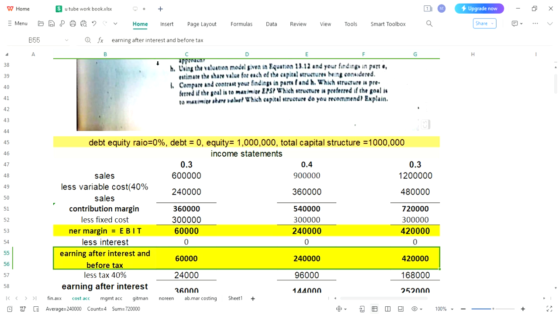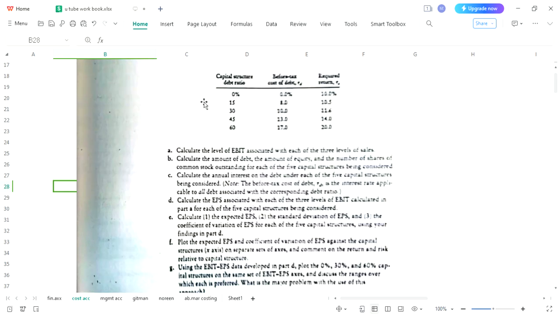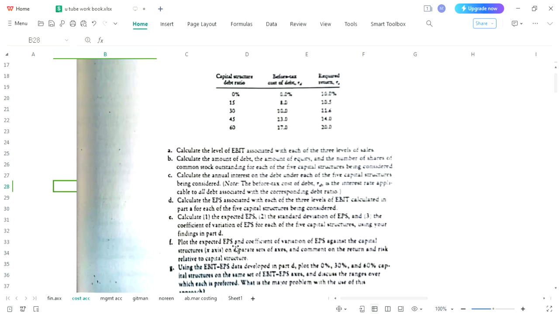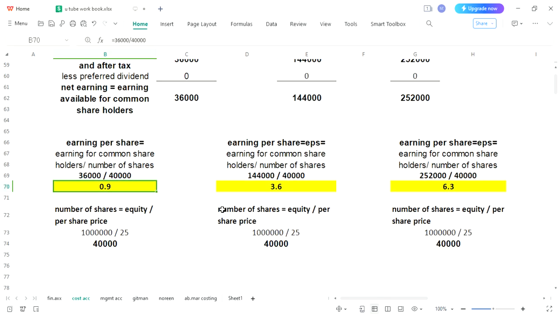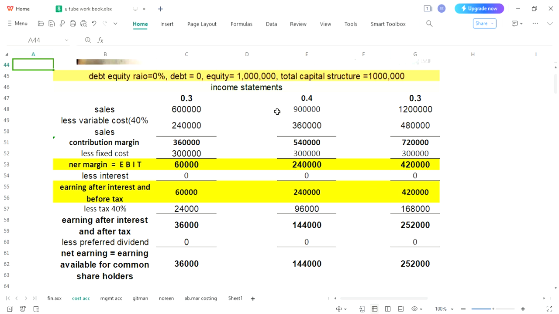Let's mark it. Get back to the question and look over here. Calculate annual interest on debt. So this is your answer of annual interest on debt. Then D part was saying to calculate EPS, and here you can see EPS were calculated for all three options. So first A, B, C, D parts were solved and the option was 0%. This is your first option and we need to make four options just like this.